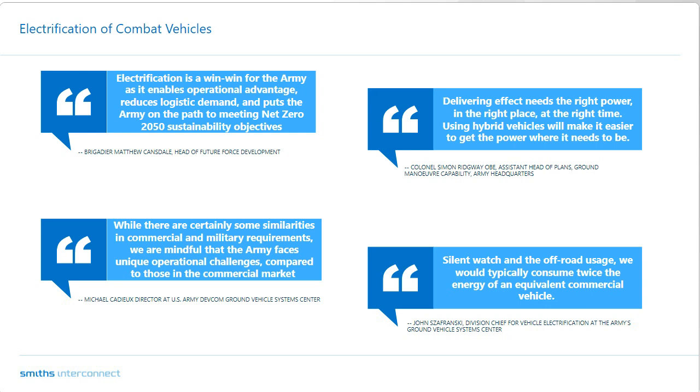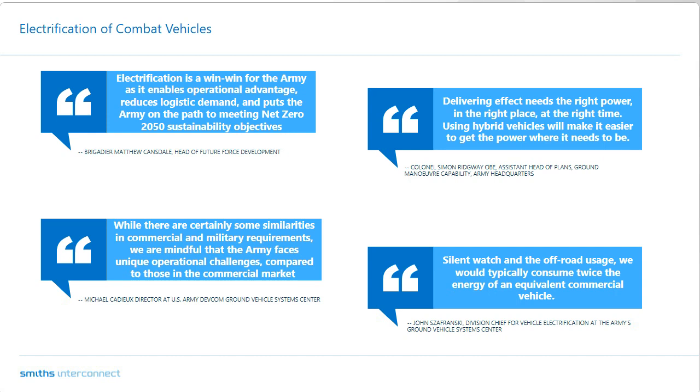What Brigadier Matthew Cansdale is saying here is that not only are we required to move forward in electrification in combat vehicles due to the sustainability objectives, it actually gives us an advantage, both logistically and operationally. So it's a real win-win.